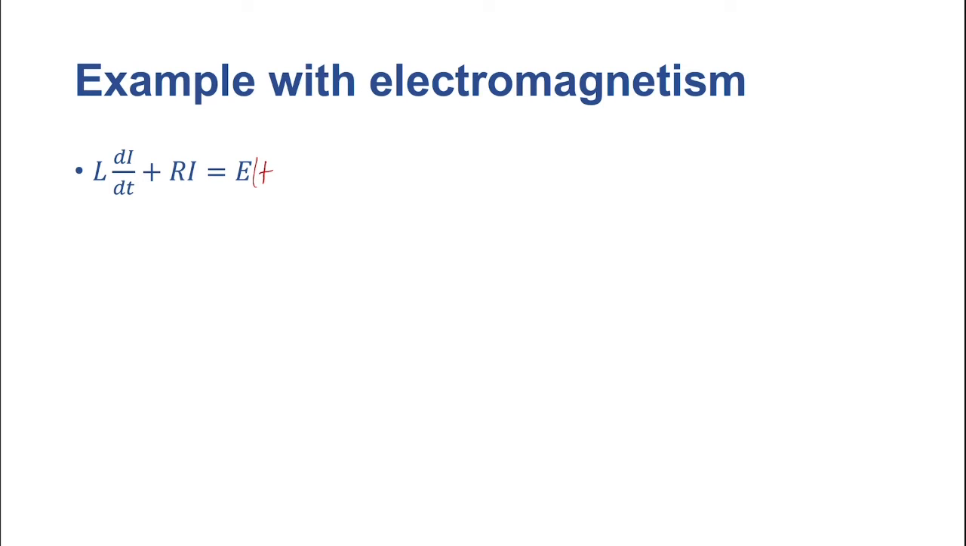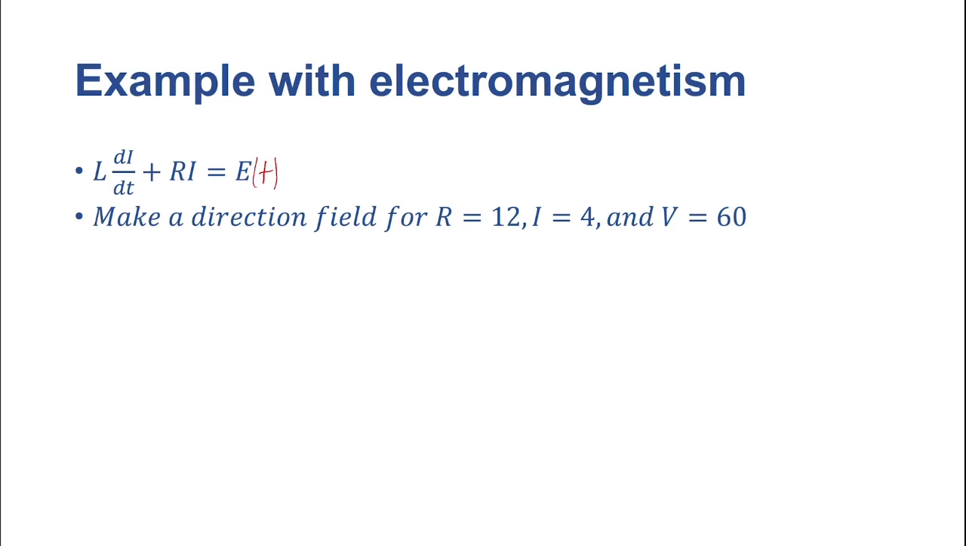So we can write that that's a function of t. Okay, but as you can see, this is a first order differential equation that we've been dealing with earlier. So what I would like to do is plug in some values. Let's make a direction field for where our resistance is 12, and we have some sort of current of 4, and then we have some voltage of 60.